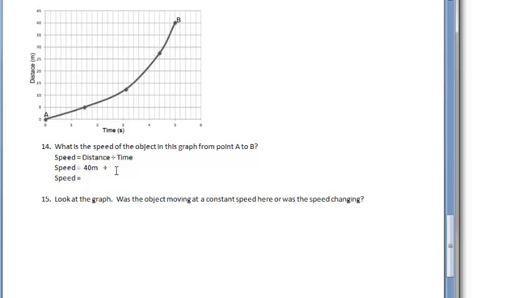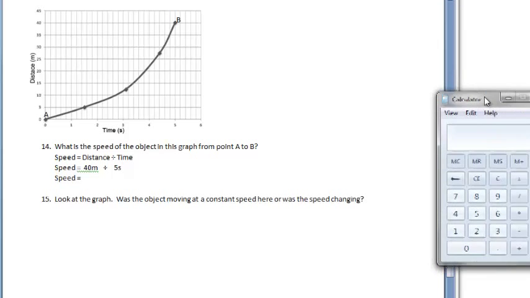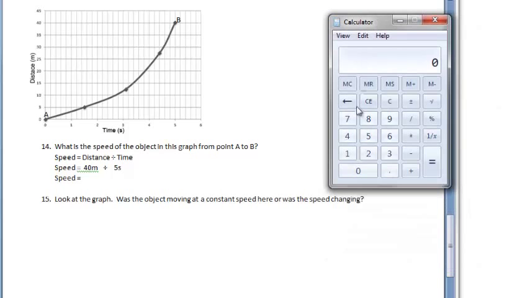Now I need to find the time. I started at 0 seconds, and when you look at B, we went all the way to 5 seconds. So from 0 to 5, that means that there were 5 seconds total. In order to find the speed, we need to divide. So we'll use a calculator to do 40 divided by 5, and we end up with 8.